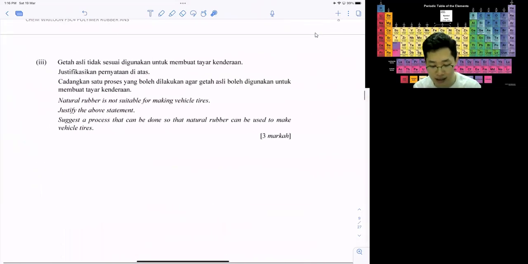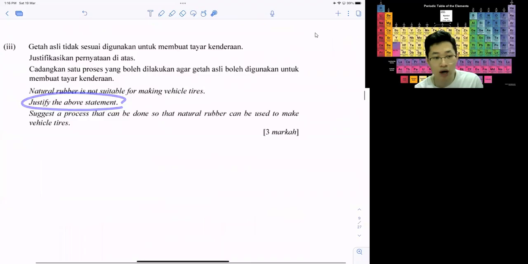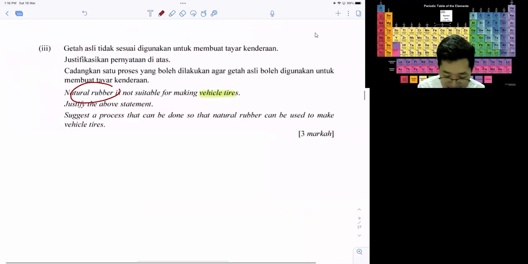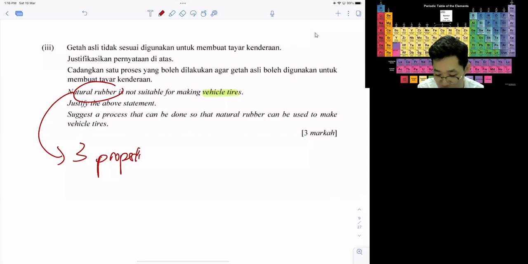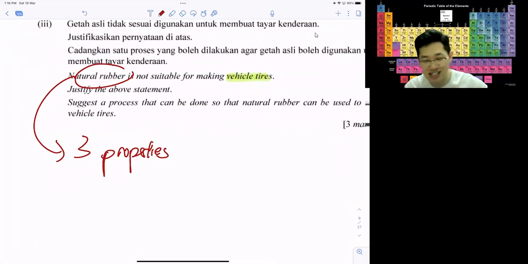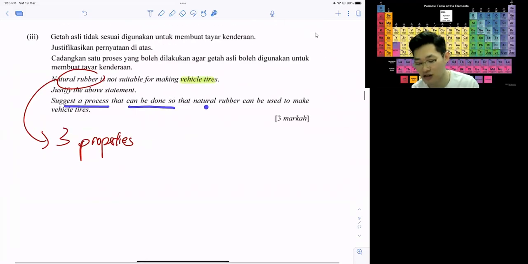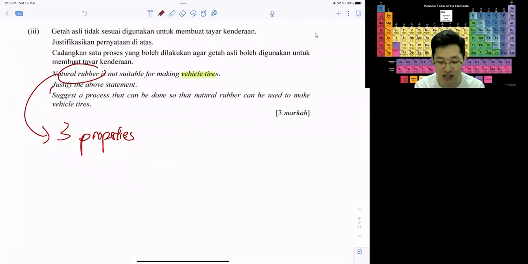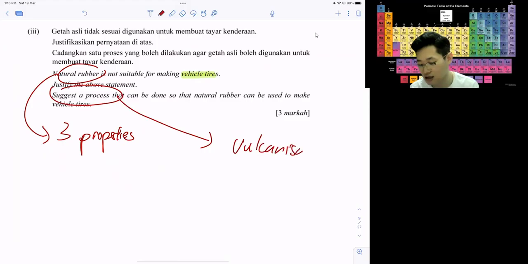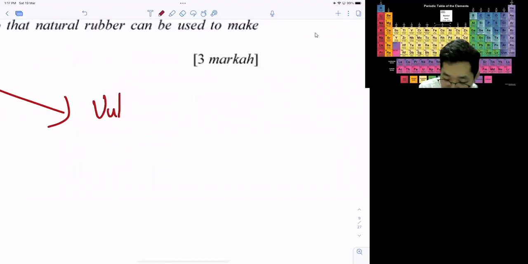Okay. Natural rubber is not suitable for making car tires. Why? Why can natural rubber not make car tires? The three properties: soft, low heat resistance, easily oxidized. Or you can say less elastic also. Justify the above statement with the three properties. Suggest a process that can be done so that natural rubber can be used to make vehicle tires. Easy: vulcanization.